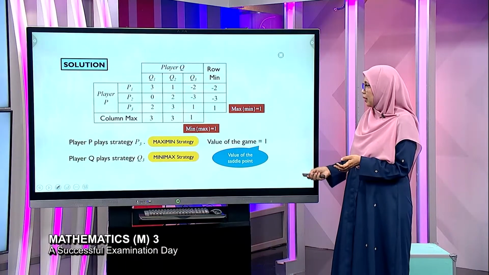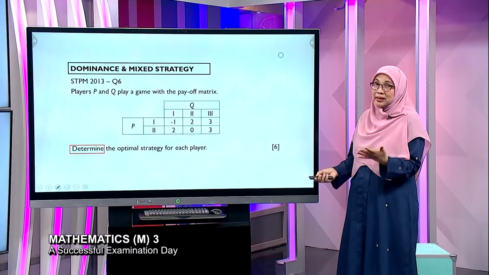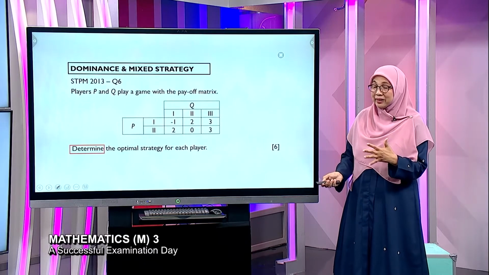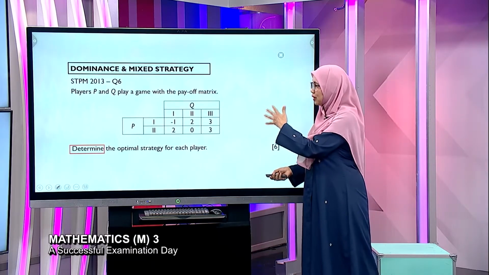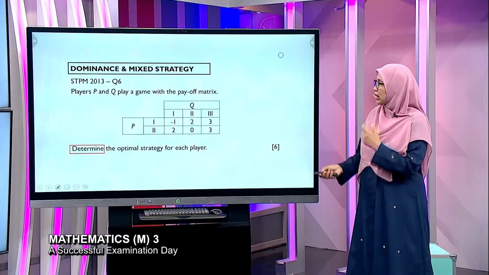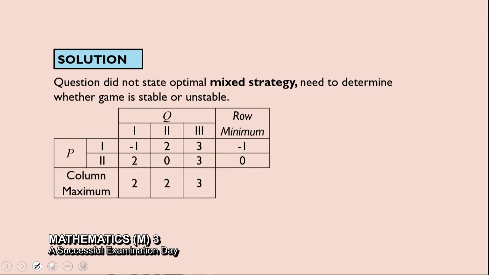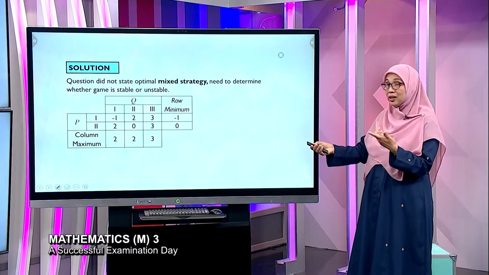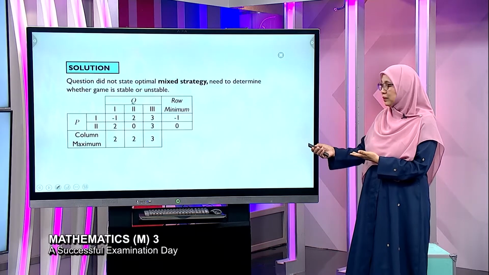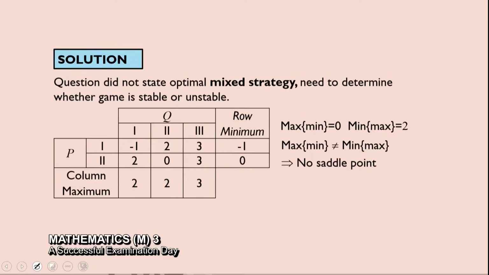Now students, please take note. Besides play safe strategy, we have the dominance and mixed strategy. Here is an example from 2013. Determine the optimal strategy for each player. We have a 2x3 payoff matrix. The question does not state mixed strategy, so you need to determine what strategy to be used. So how to do that? We find again the row minimum, the column maximum, find the minimax, find the maximin. Sama tak? Tak sama. Hence, there's no saddle point.